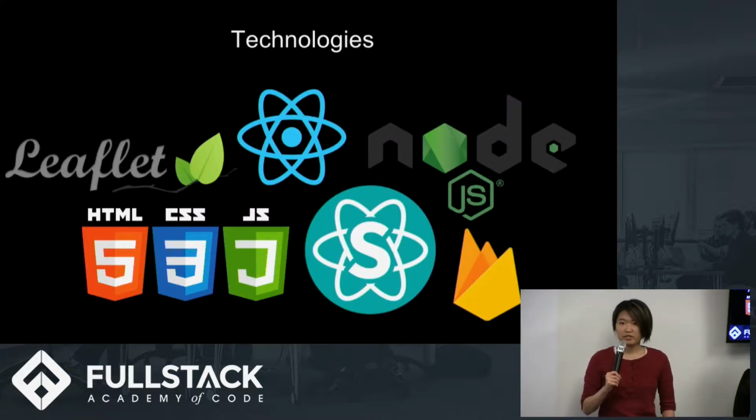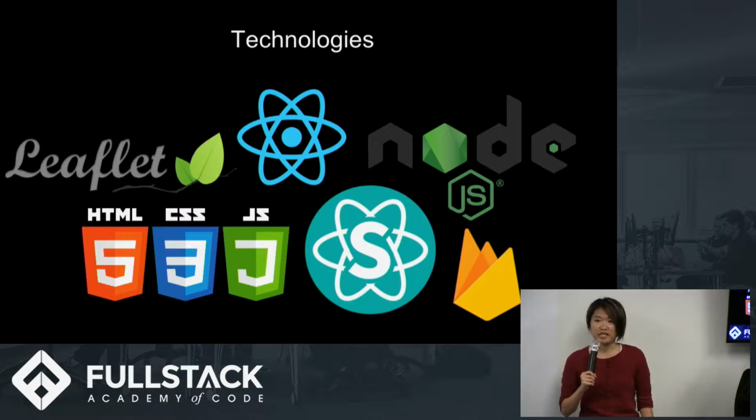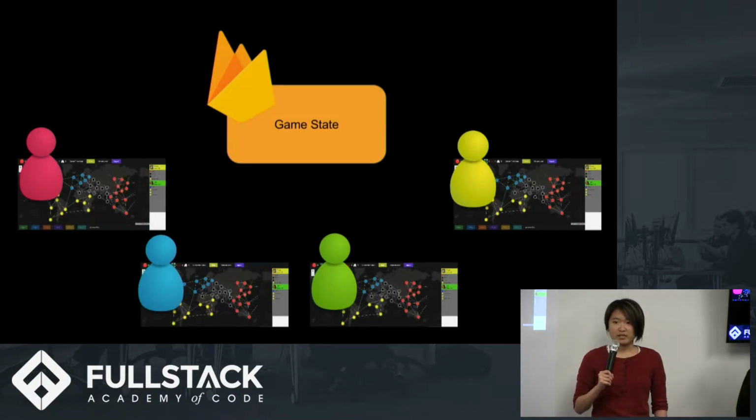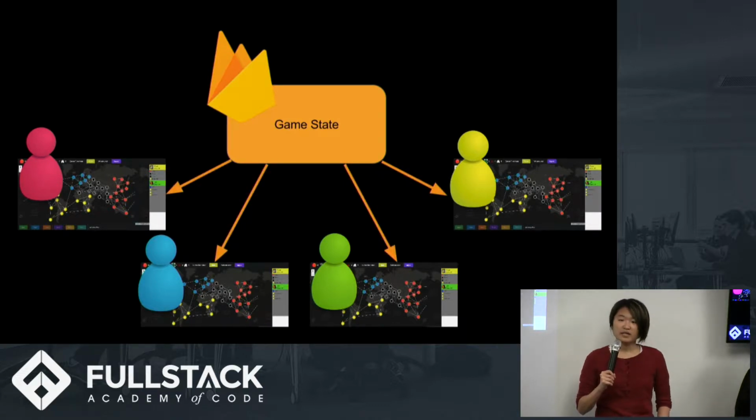On the front end, we use React. We also styled them using Semantic UI. And for the map display, we use Leaflet.js. On the back end, we have Firebase storing our game state. Firebase will also sync the app across multiple clients. This means that all players will have access to the same game state at all times.